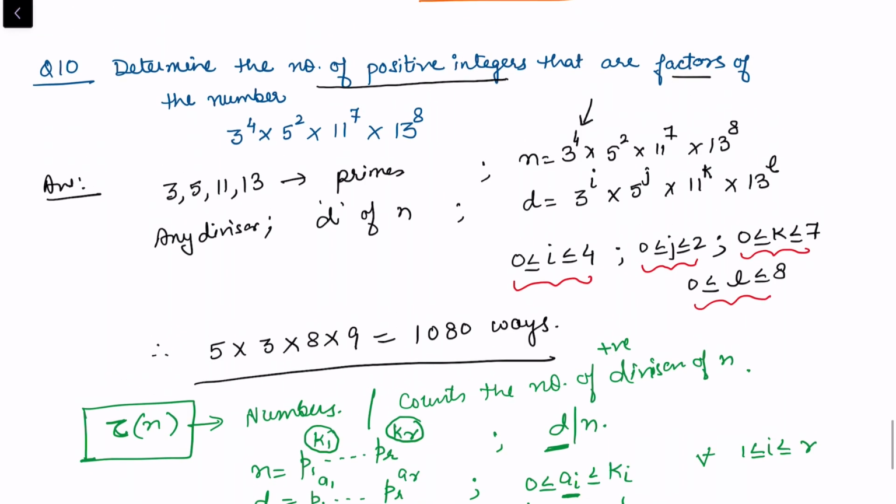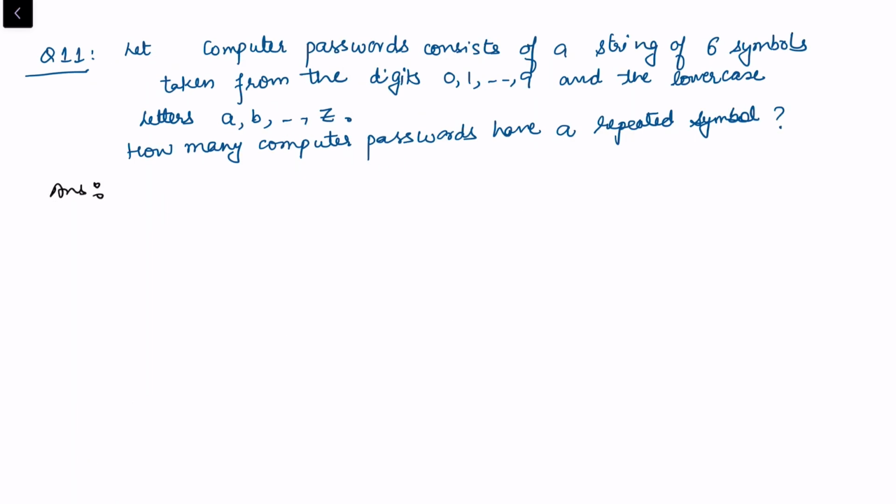But here again, since we are interested in the counting, we get 5 into 3 into 8 into 9, 1080 ways. In the 11th problem, let a computer password consist of a string of 6 symbols. So that means each password should have 6 symbols taken from the digits 0, 1 to 9. There are 10 choices for the digits, and the lowercase letters a, b up till z, which means there are 26 choices for the letters.